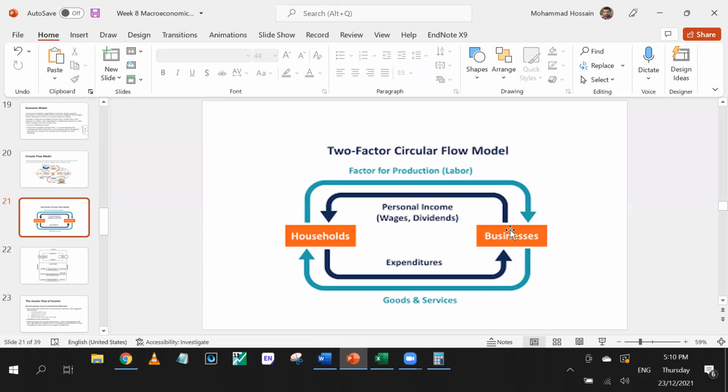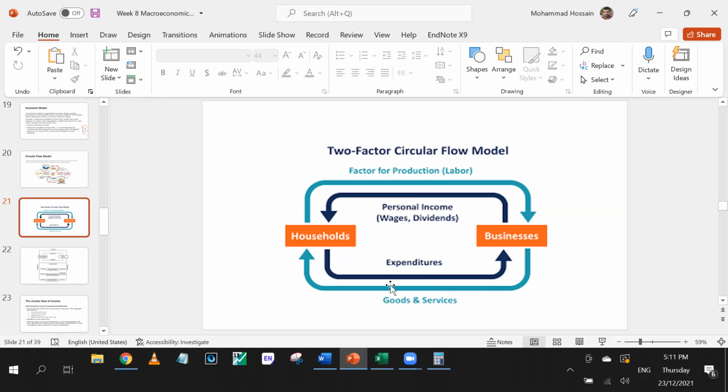Then what business does is utilize those 4 factors of production and produce goods and services. After they produce the goods and services, they give them to the citizens. Yes, we have produced by using your land, labor, capital, organization. We have produced socks, shirts, food, those items. We produce all these items.